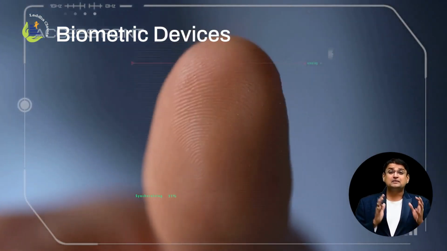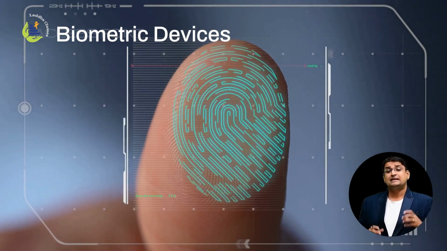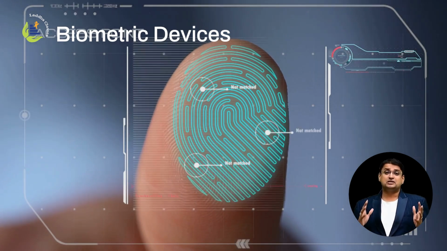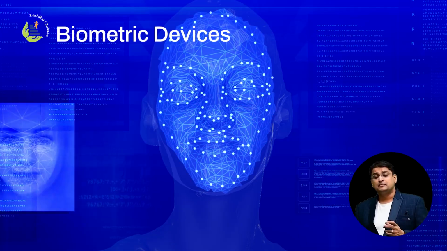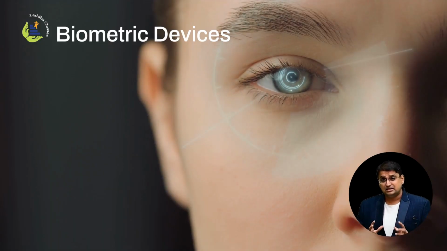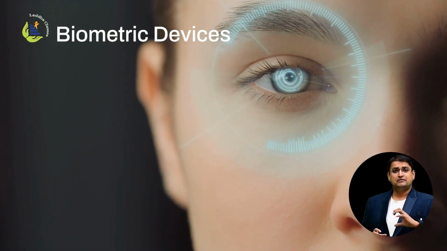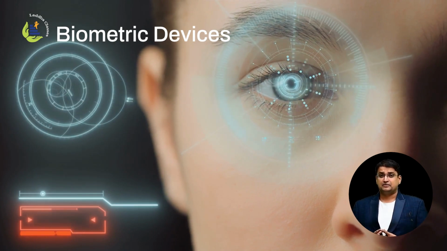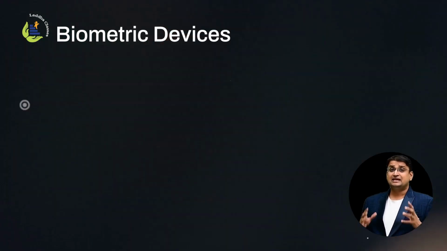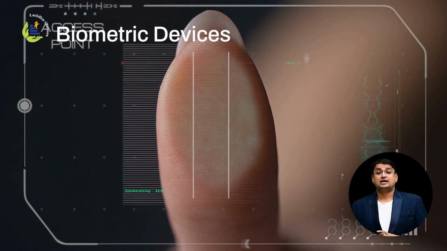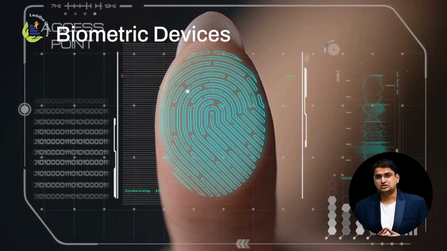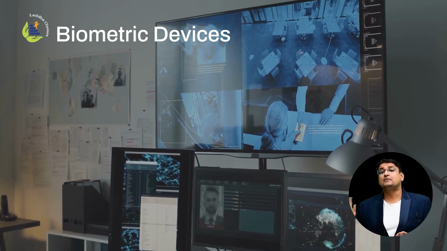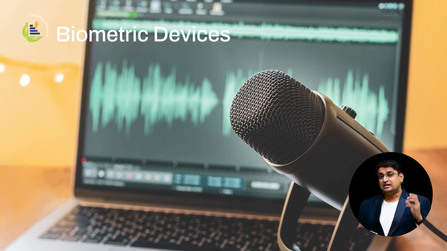Biometric devices. A biometric device is a device that uses unique physical characteristics of a person, such as fingerprints, facial features, iris patterns, or voice to authenticate or identify them. These devices capture biometric data and convert it into digital signals for recognition and verification. Commonly used in security systems like fingerprint scanners, facial recognition systems, and voice recognition software.